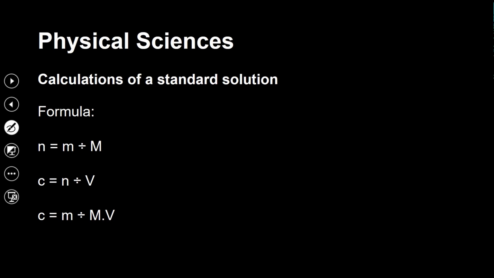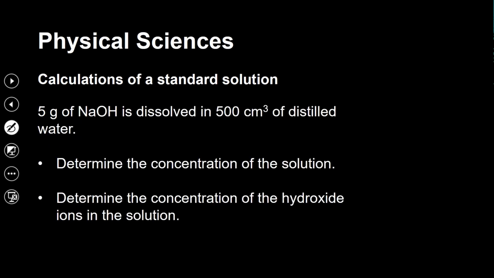So we've already looked at these formulae and how they come together in calculating the concentration. At the end of the day, if you've got the mass and the volume of solution, you are able to determine the concentration practically. Now, just as an example, we've got 5 grams of sodium hydroxide dissolved in 500 cubic centimeters of distilled water. Determine the concentration of the solution.